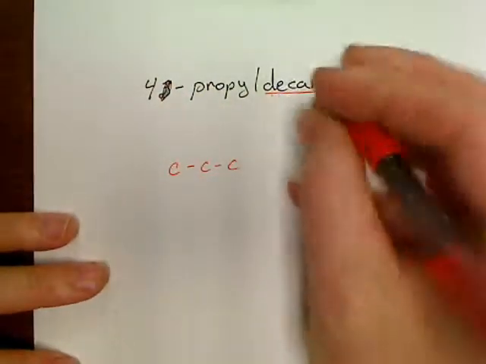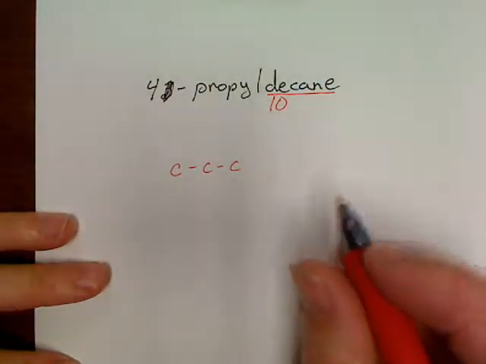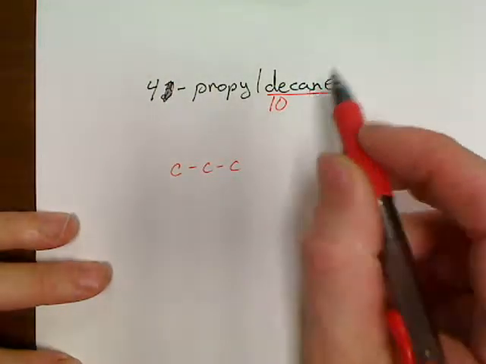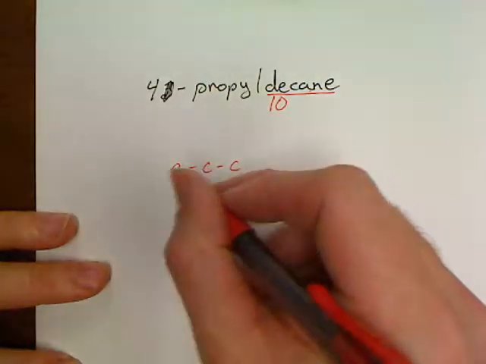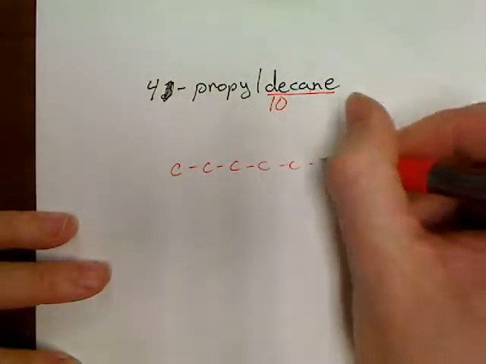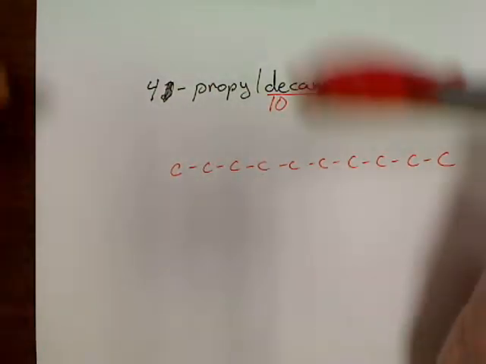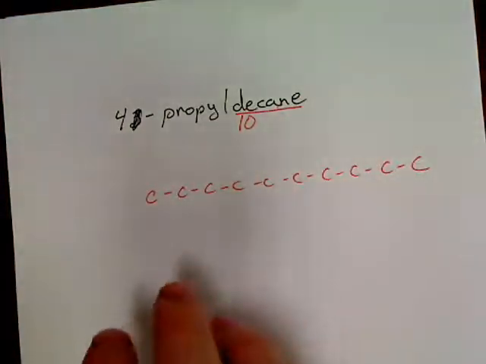Anyway, dec means 10. So I need a chain of 10 carbons. Ane means one line between them all. So 1, 2, 3, 4, 5, 6, 7, 8, 9, 10. All right. Whew. Now I need to number it.